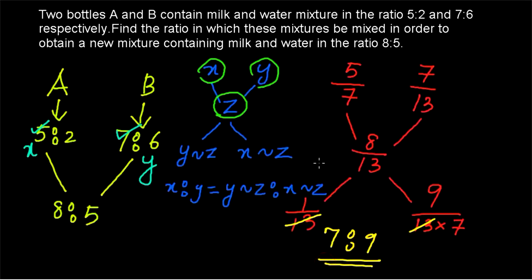So in the same way, you can also take the quantity of water in the mixture A, mixture B and the resultant mixture, and you can find out the same ratio. And here I considered the amount of milk in mixture A, mixture B and the resultant mixture in order to find out the ratio of A is to B.